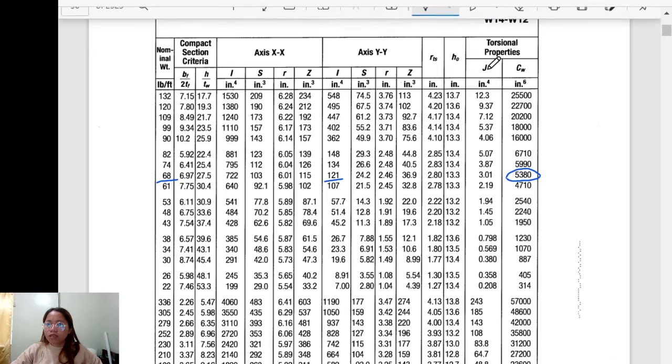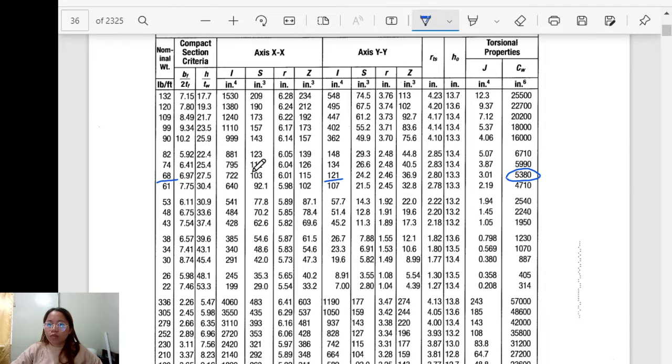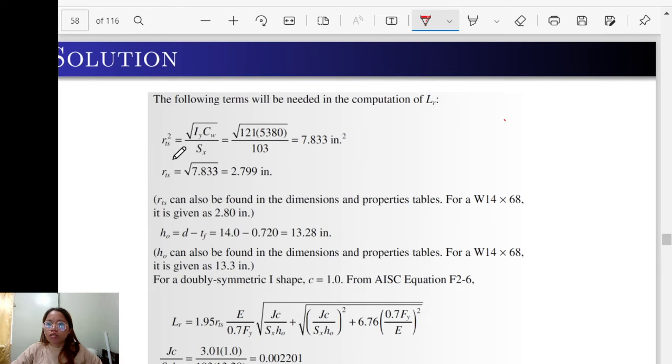Alright. This can also be found, no? It is also in the table, no? It is in here, which is equal to 2.8, no? Using the formula, the answer is 2.799, which is approximately equal to 2.8, no?